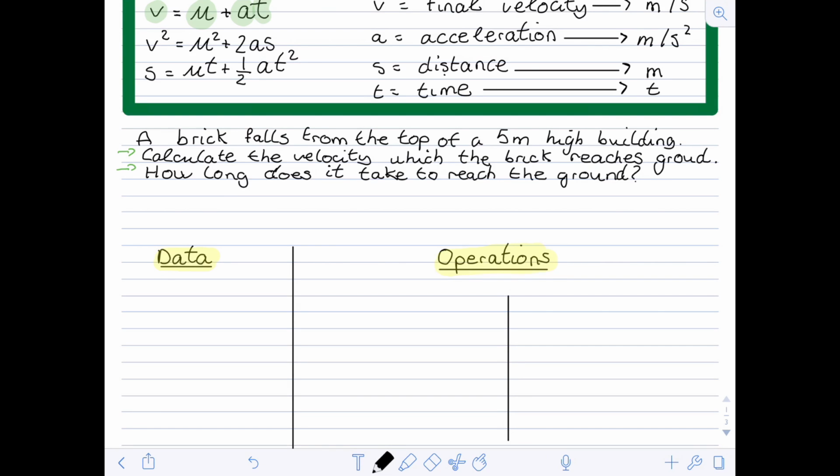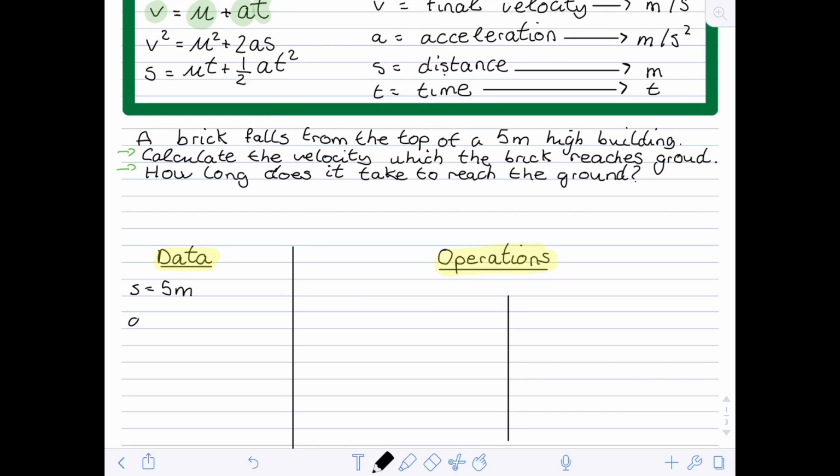A brick falls from the top of a 5-meter high building. So if I have a brick and I let it go for 5 meters down to the ground, that is 5 meters. The distance it is going to travel from the start until the end is going to be 5 meters. So the distance is equal to 5 meters. Let's write it down: distance is equal to 5 meters.